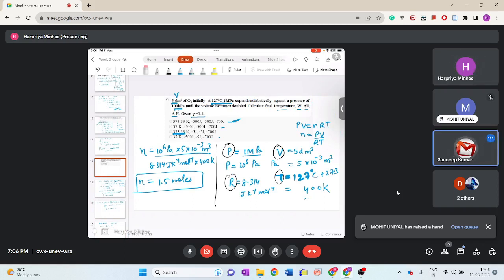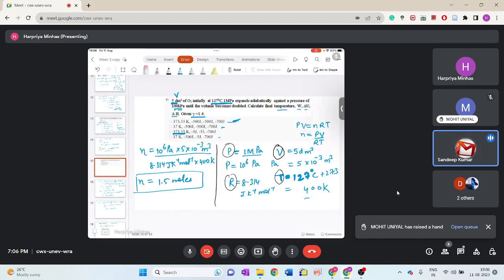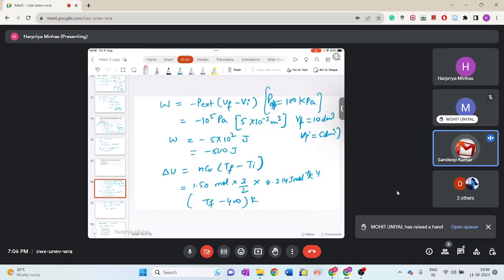So for this, actually the Cv value will not be 3 by 2 R, no? Actually, Cv is 3 by 2 R for a monatomic gas. For a monatomic gas, we have the gamma value equal to 5 by 3, so it is 1.67. But here the gamma given is 1.4.